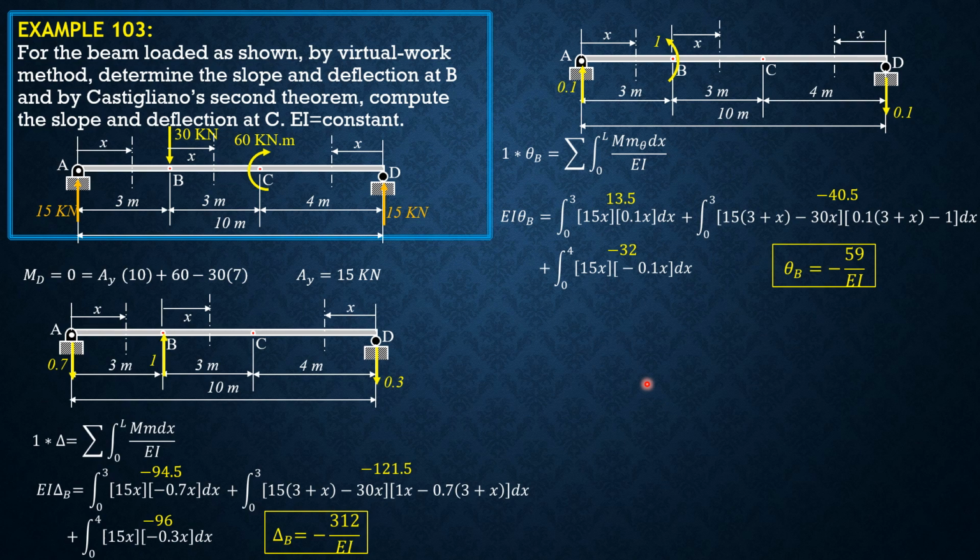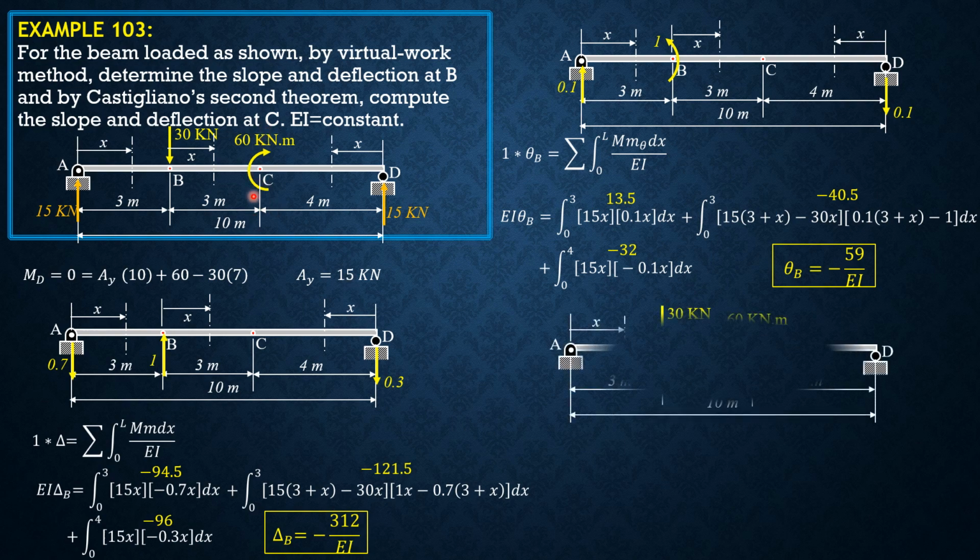Then by Castigliano's second theorem for the deflection at C, we apply an upward force of P as shown in the figure.